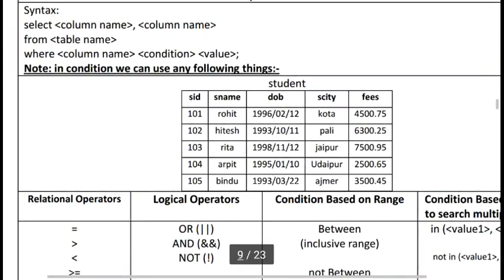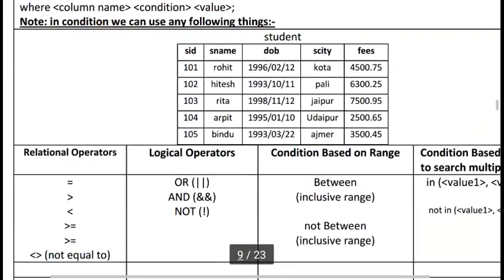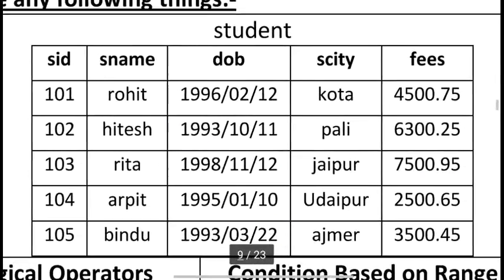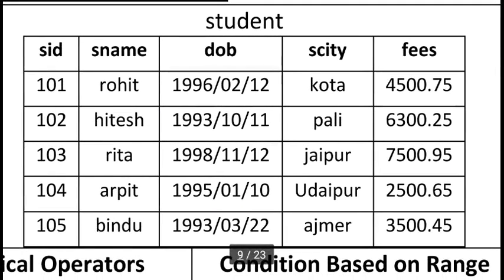Suppose we have several examples. Suppose this is our table, a student table in the school database, with columns SID, name, date of birth, city and fees. And rows: 101 Rohit, date of birth, city, fees; 102 Hitesh, this is the Hitesh data; 103 Rita, Jaipur, 75; 104 Arpit; and 105 Bindu. So there are 5 students and their record details.